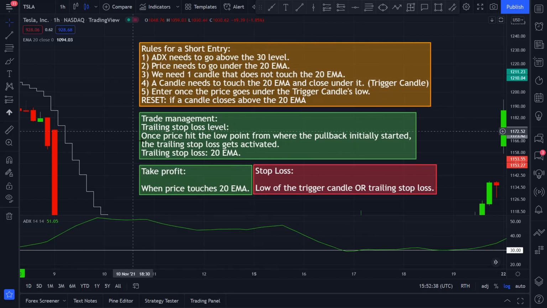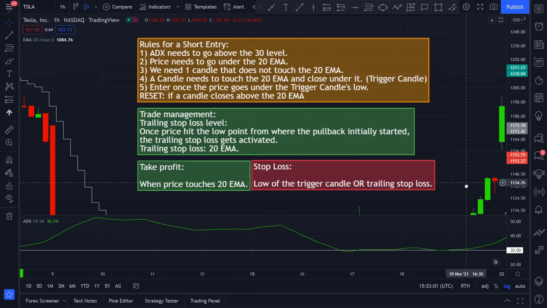Trade management is basically the same as with the long position. Once the price hits the low point from where the pullback initially started, the trailing stop loss gets activated and it is going to be the 20 EMA. Take profit is going to be when the price touches the 20 EMA, and stop loss is going to be the low of the trigger candle or the trailing stop loss.